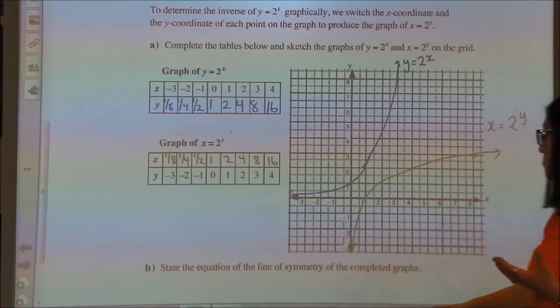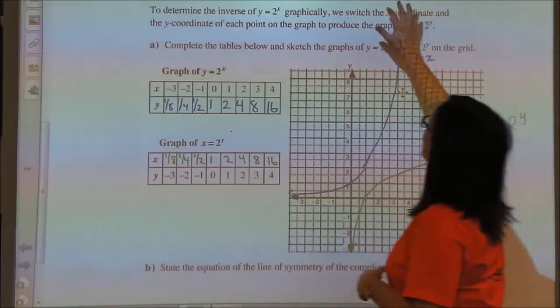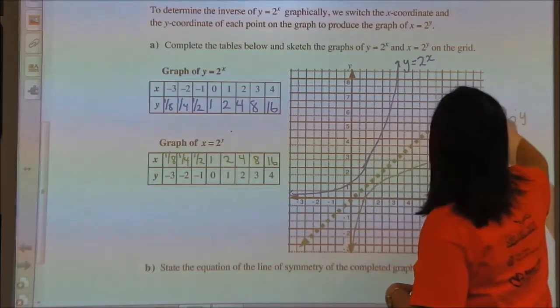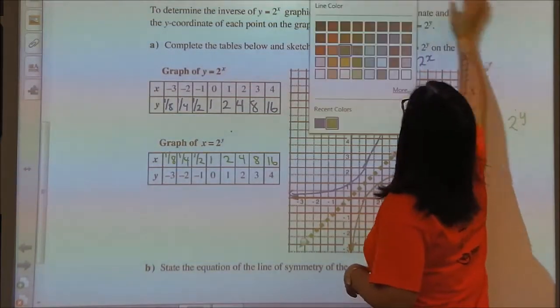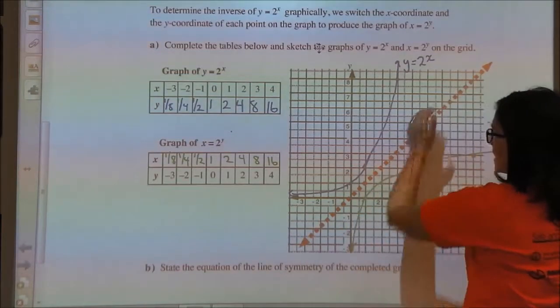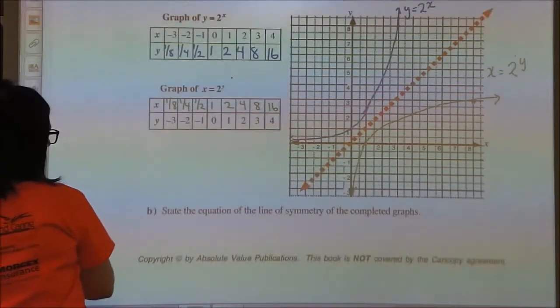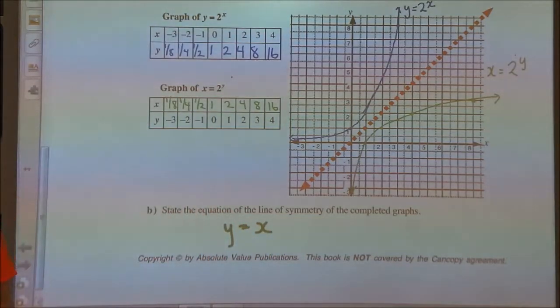So if you look at these two graphs, there is a mirrored line of symmetry. And that was the line that we identified in lesson number 1 and earlier in this lesson. And that was my line of y equals x. So that becomes this line. And I'm just going to make it a different color. So if you look, now that I have this mirrored line in there, you can definitely see that this is a reflection. So the equation of that line is y equals x.